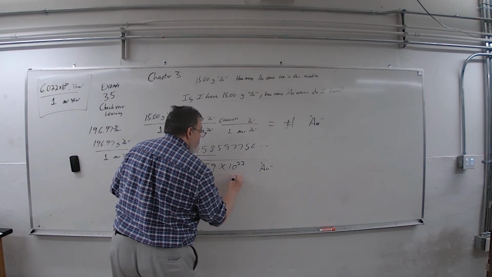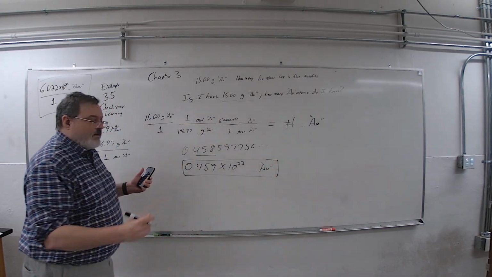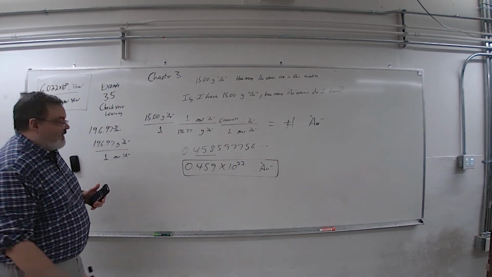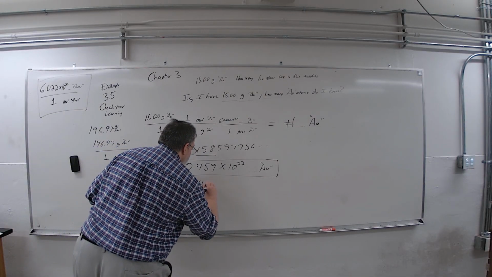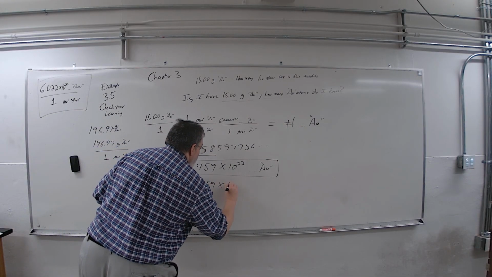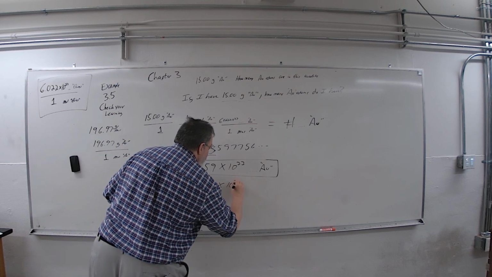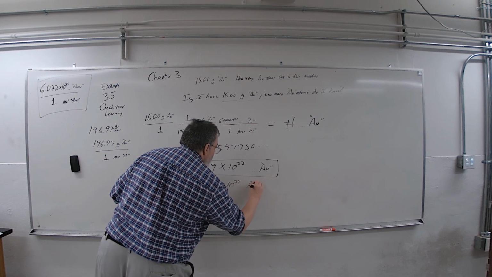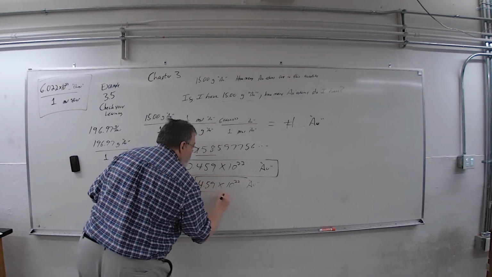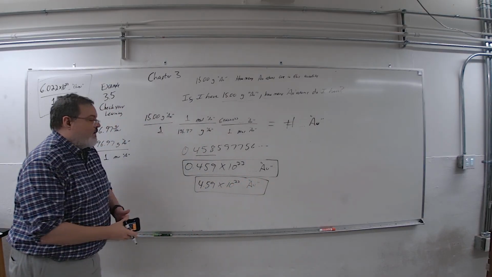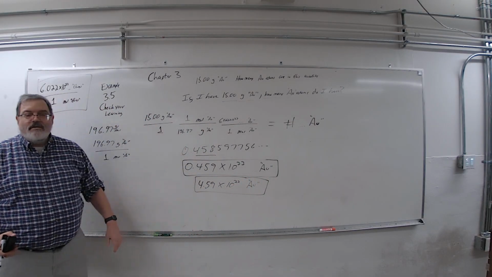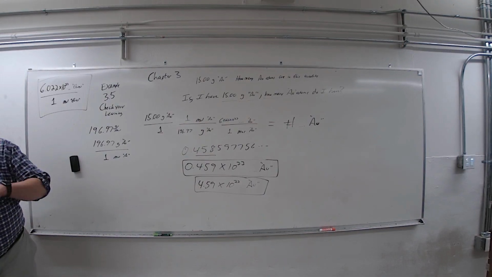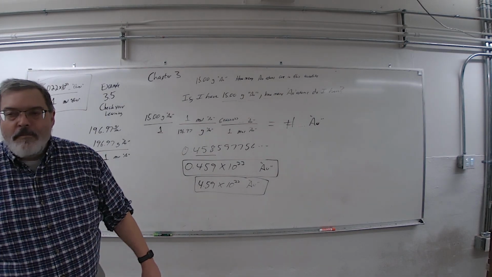That's 100% correct. It's just missing that neat convention that scientists like, which would be 4.59 times 10 to the 22 Au. Either of those is 100% correct. This one's just in standard scientific notation. You with me?